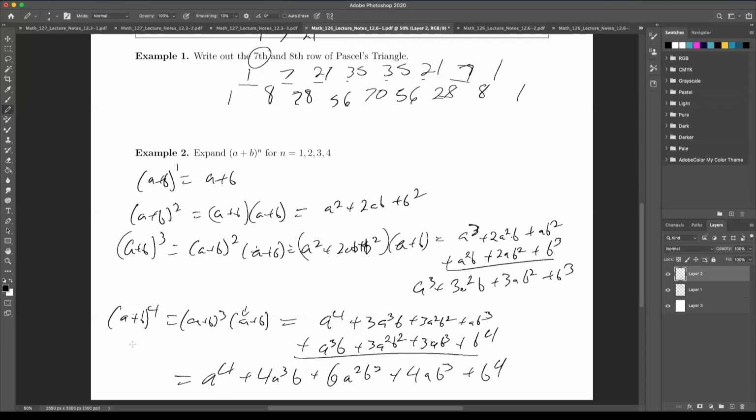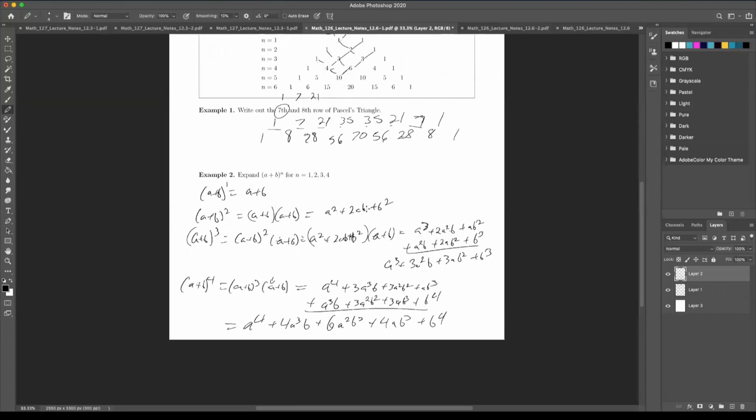All right, the reason that we want to go over this, let me just zoom out for a second. Notice here that my coefficients here are 1 and 1. My coefficients here are 1, 2, 1. My coefficients here are 1, 3, 3, 1. My coefficients here are 1, 4, 6, 4, 1. Does that look strangely familiar? Maybe, right?